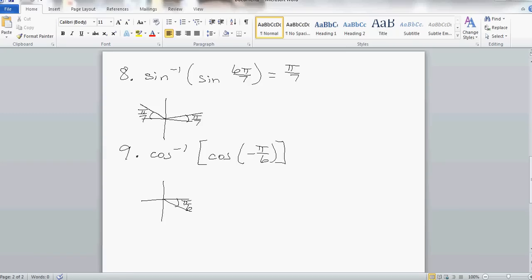So when we take the arc cosine, it can only be in quadrant 1 or quadrant 2. So we have to put it into quadrant 1 because that's where it's positive. And the reference angle remains the same. And so this would equal pi over 6.